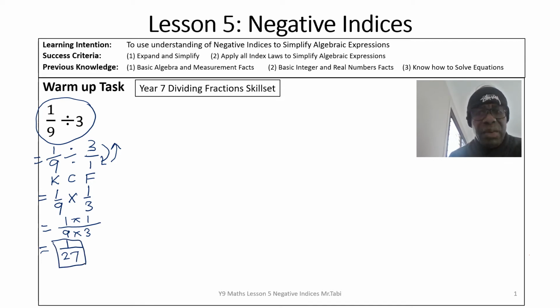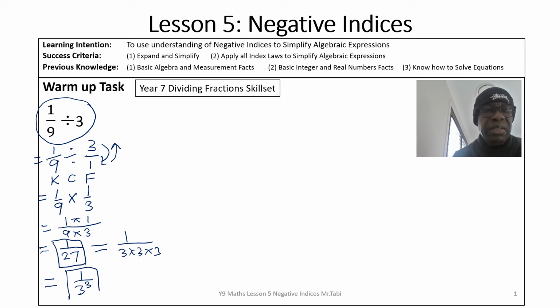But since we're dealing with index numbers, I'll intentionally write our final answer. Remember, 1/27 is the same as 1/3 times 3 times 3. So I'll write this as 1/3 to the power of 3 as our final answer. We'll see its use in our lesson today. Thank you. So let's move on.